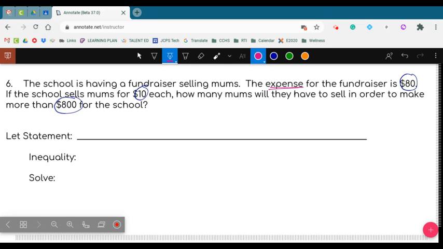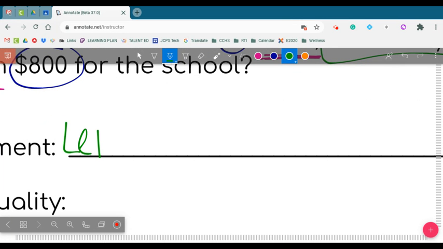So this 80 is going to be an expense. So that means I know I'm subtracting. This is $10 each, so I know that's where my x is going to go, and it's more than, so I know I need to use a greater than sign. And it's wanting to know how many mums. So that's going to be my let statement. So let x equal number of mums.